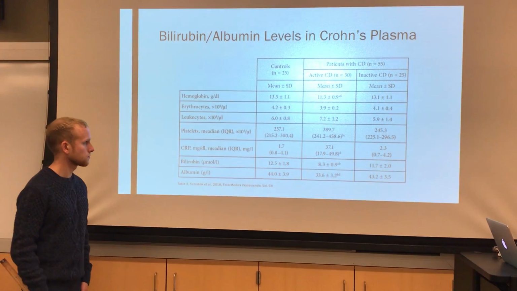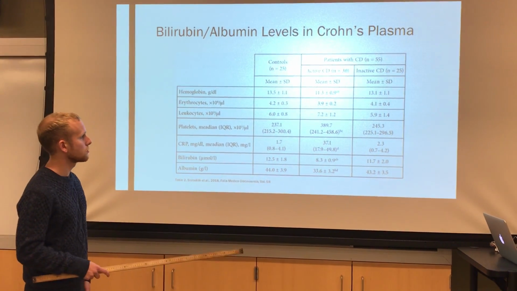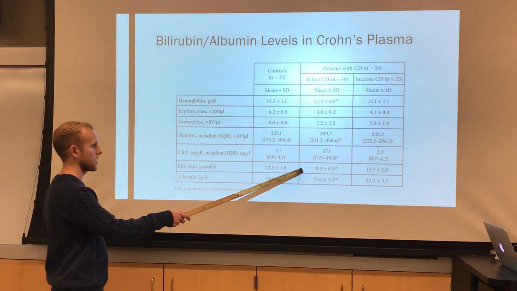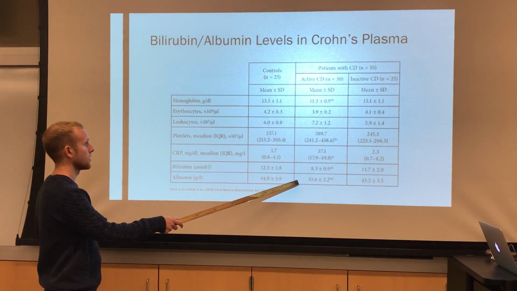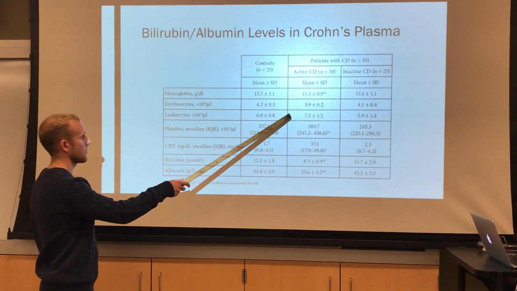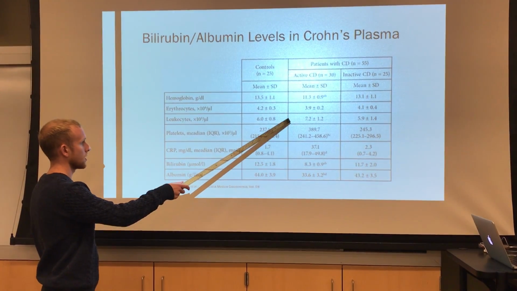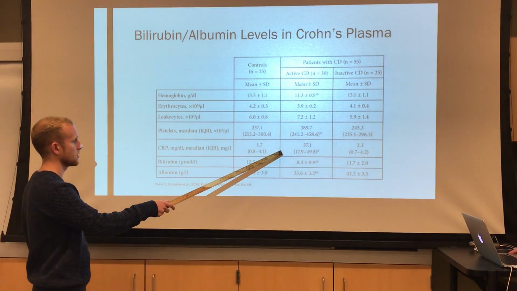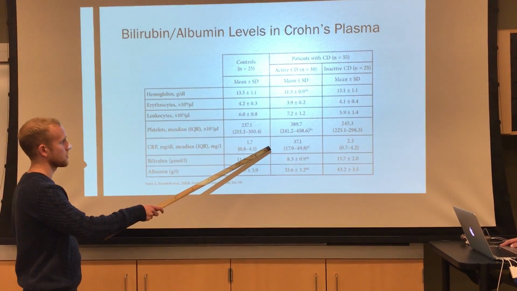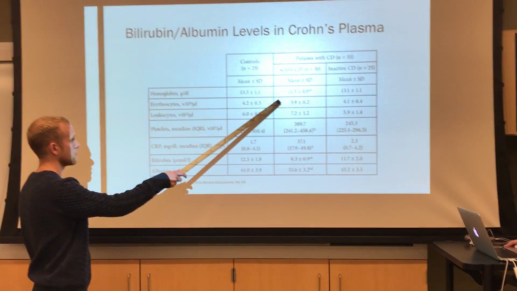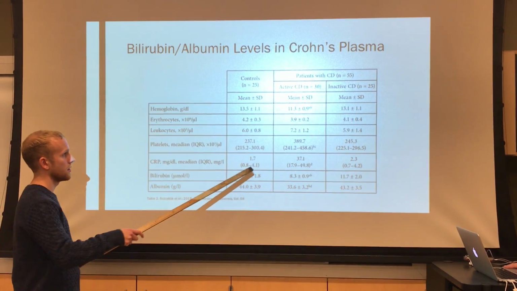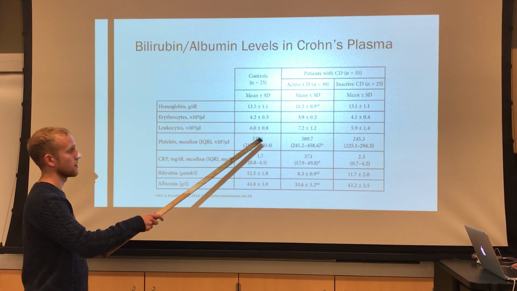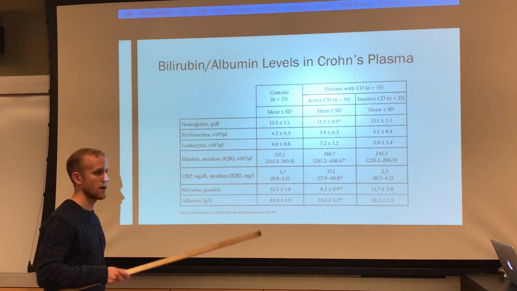So in this first figure, you can see that active Crohn's disease patients have lower levels of plasma antioxidants, bilirubin and albumin, as well as higher pro-inflammatory associated markers: leukocytes, platelets, and CRP, or C-reactive protein. They also have lower levels of red blood cells and hemoglobin, which is associated with inflammation. This is a comparison to the inactive Crohn's disease patients who are in remission and the normal controls who don't have Crohn's disease.